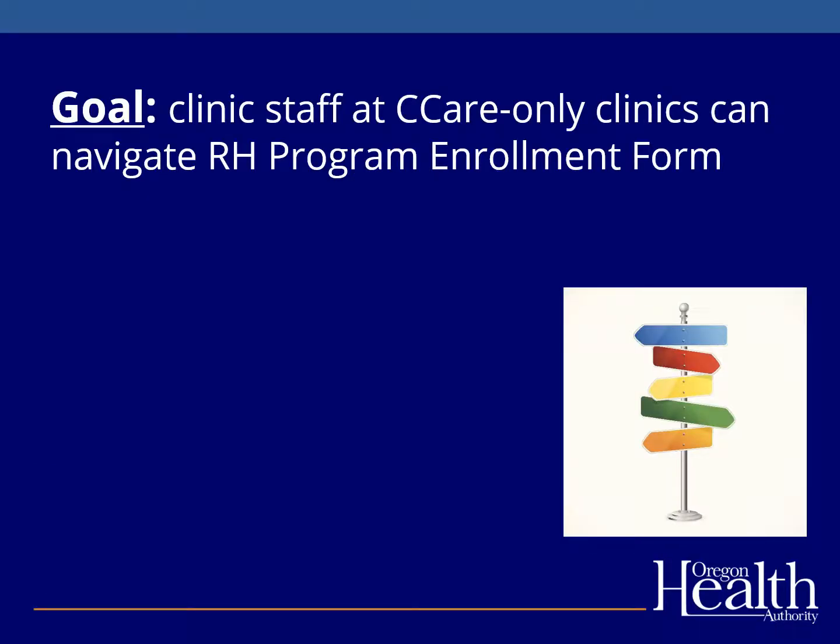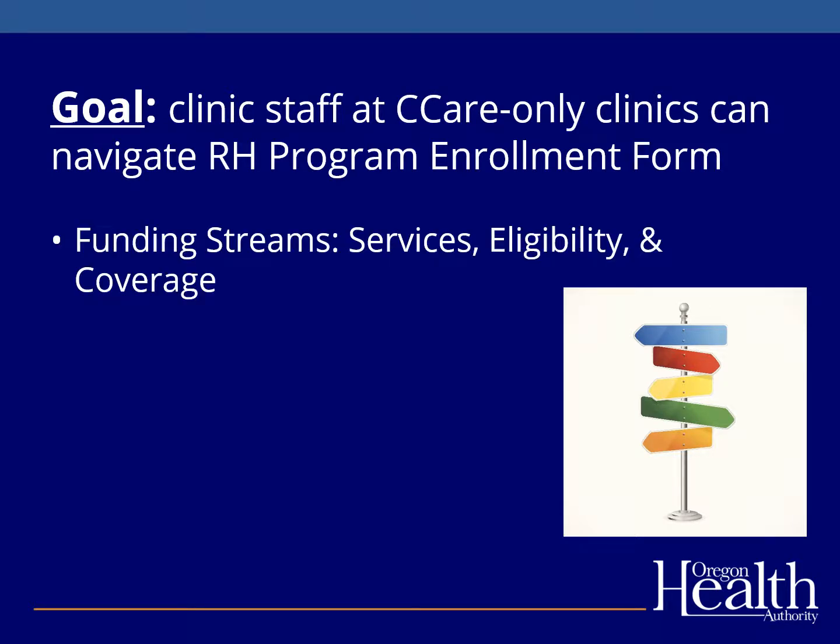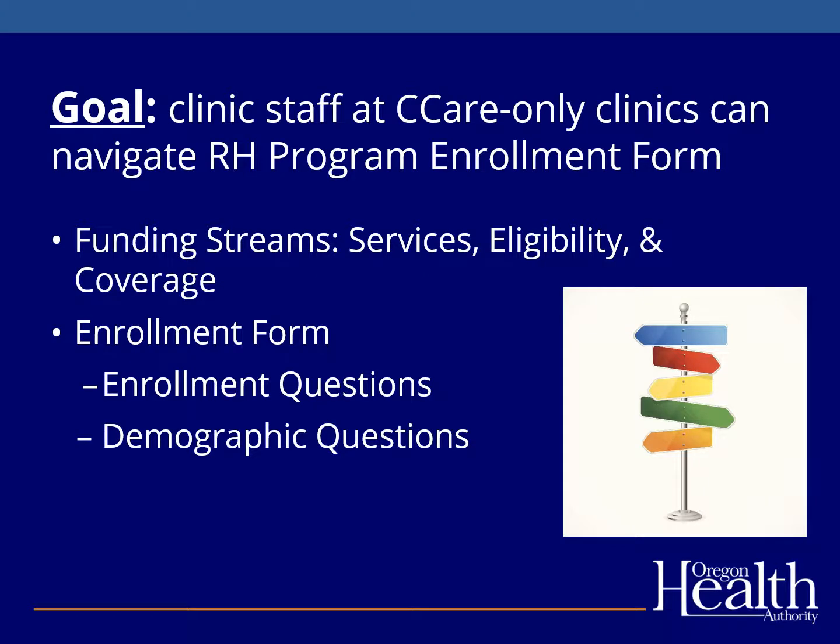This video is meant to help clinic staff at C-Care-only clinics navigate the RH Program Enrollment Form. To give staff a full understanding of how we use the information provided on the enrollment form, I'll start by going over all of our funding streams and describe how they affect services, eligibility, and coverage. Then I'll focus on C-Care and go over each section of the enrollment form, including the enrollment questions, the demographics questions, and the staff page. And I'll finish by showing the client enrollment webpage where you can find more resources.